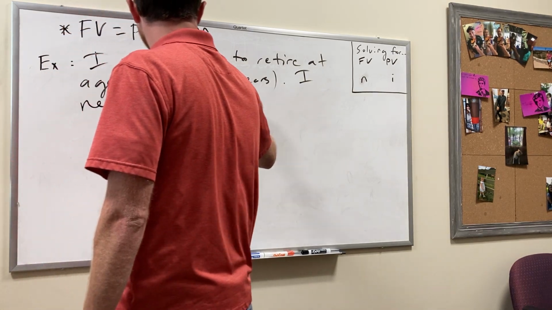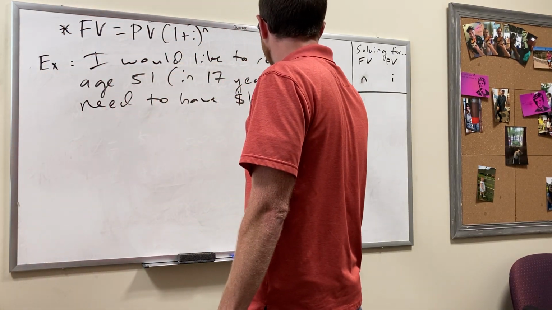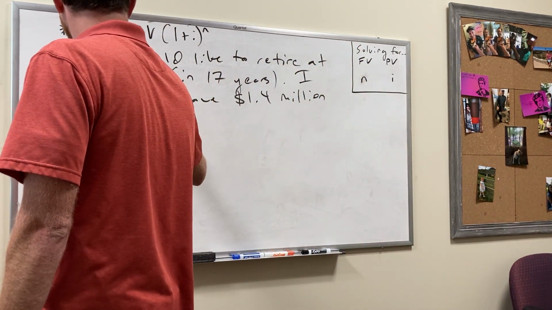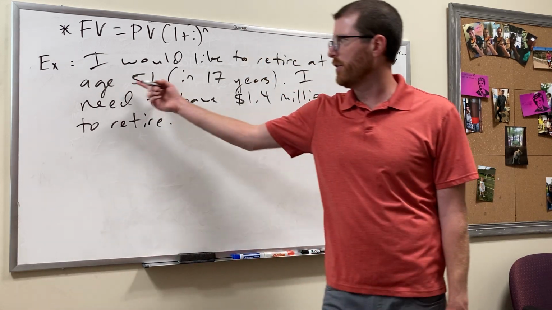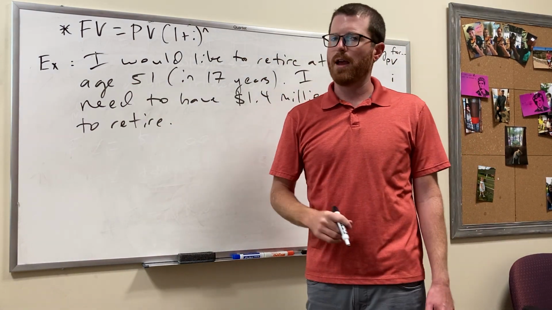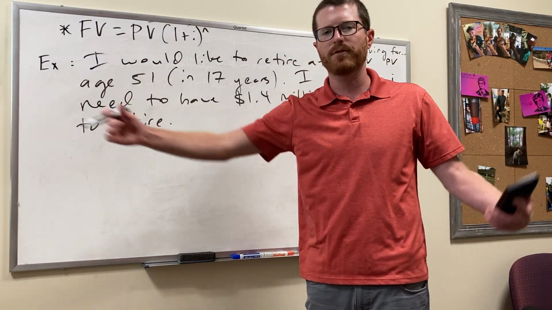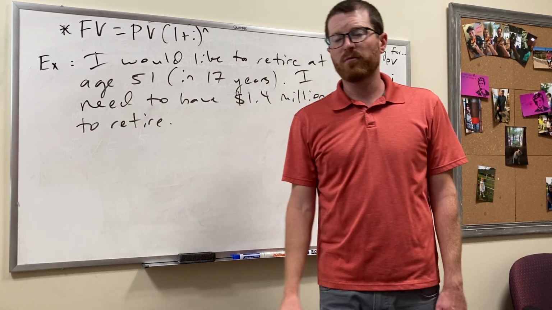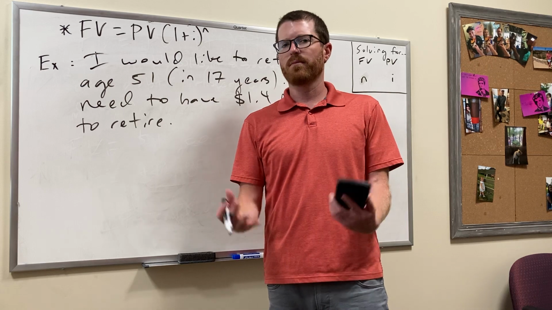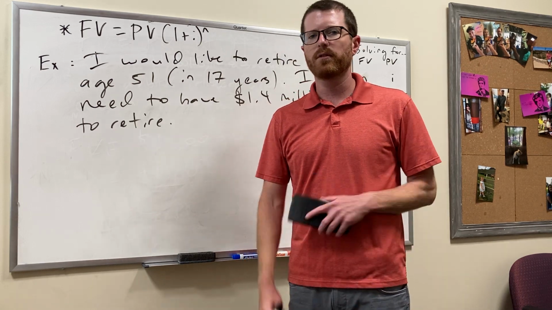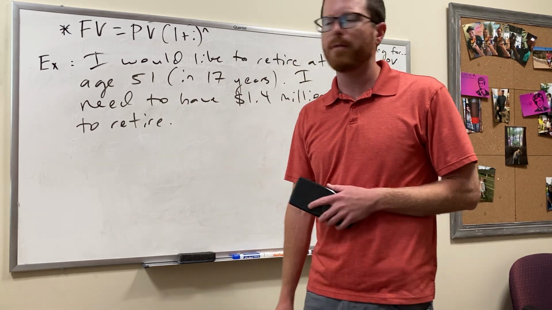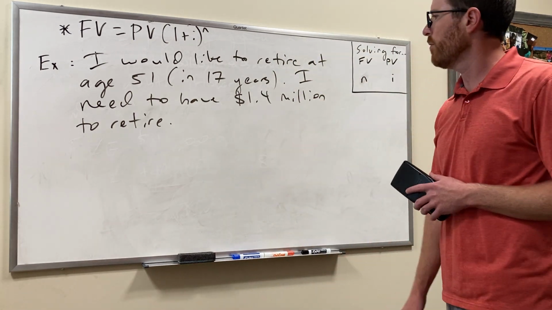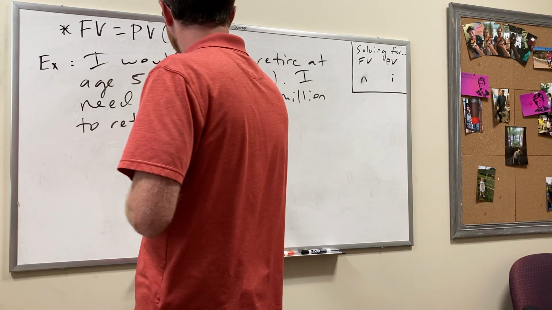I need to have about $1.4 million to retire. If that sounds like a lot, keep in mind, the earlier you retire, the more money you're going to need, right? Because you've got more time that you need to be able to spend it. And frankly, for a lot of people, that wouldn't be enough. I live kind of a cheap life, right? I live in Milledgeville. It's relatively low cost here, so that'd probably do it for me and my family. So I'd like to retire at age 51. I need to have $1.4 million to retire.